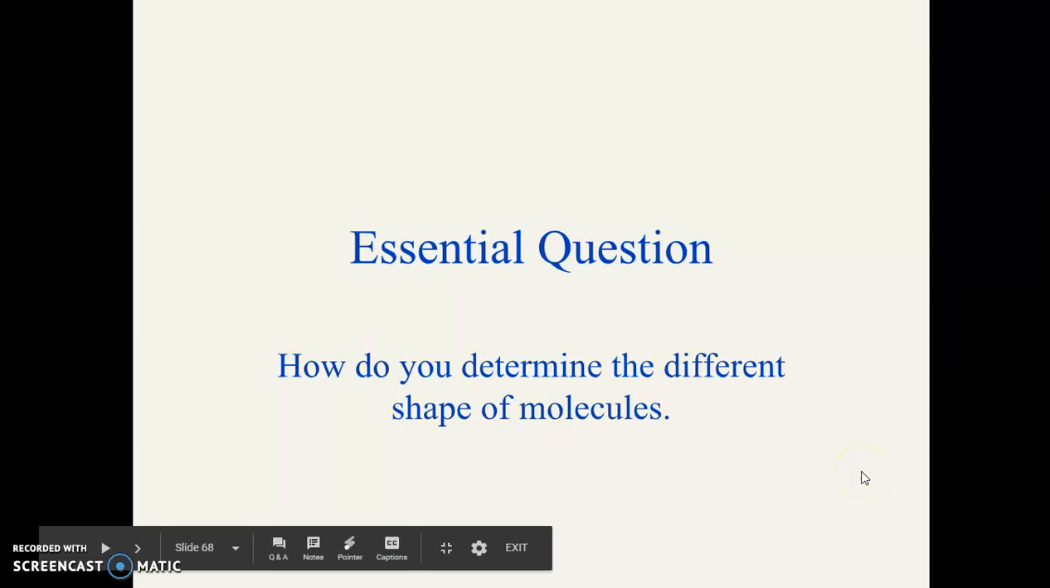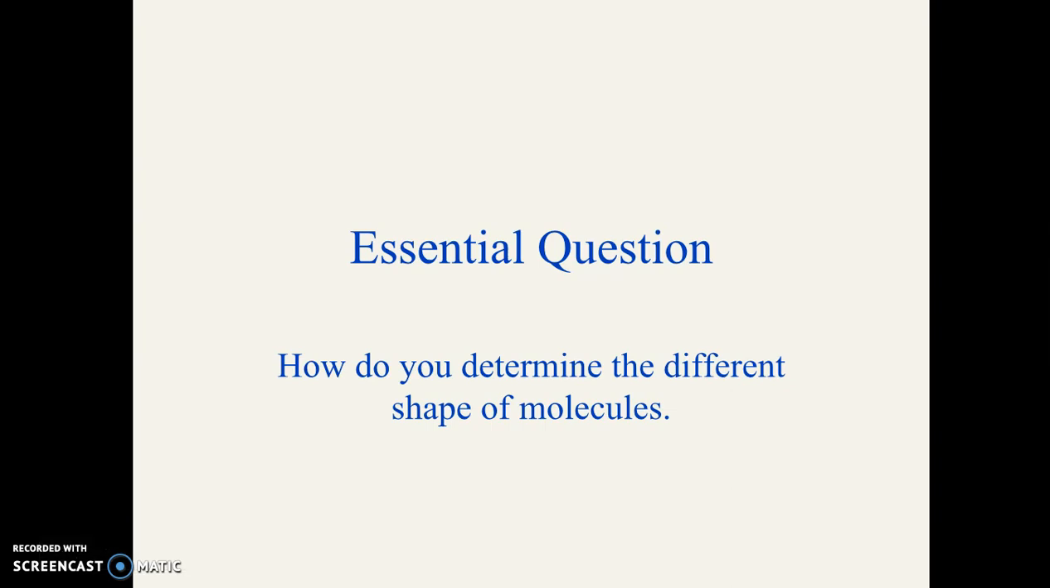All right, so welcome to the next screencast for Unit 3. This is ionic and molecular compounds, and today we're going to talk about VSEPR theory and molecular geometry. So we're going to take what we learned about Lewis structures for compounds and now go one step further with it. So our essential question today is, how do you determine the different shapes of molecules?